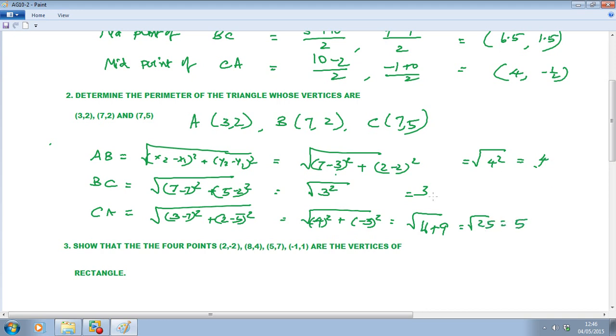So 4 plus 3 plus 5. We know the 3 sides. What is the perimeter? P is equal to perimeter, which is AB plus BC plus CA, equal to 4 plus 3 plus 5, which is equal to 12. That is the answer.